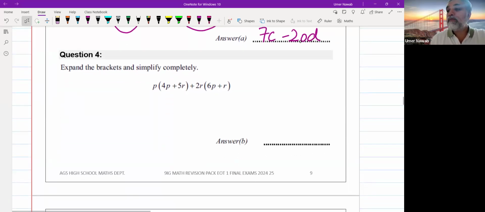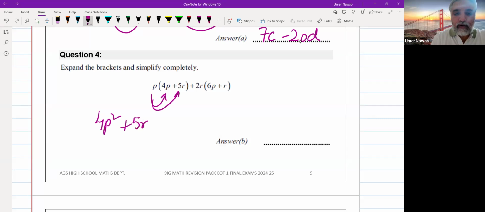Oh, wow. Now we have two brackets. So p times 4p will give you 4p squared. P times 5r is 5rp or 5pr. This is up to you. And then 2r multiplied with 6p will give you 12rp. And 2r times r is 2r squared. Be careful, guys. This is 5rp and this is 12rp.